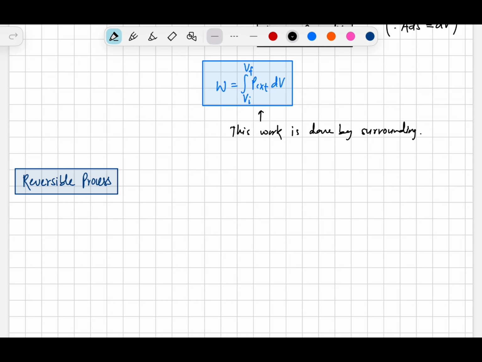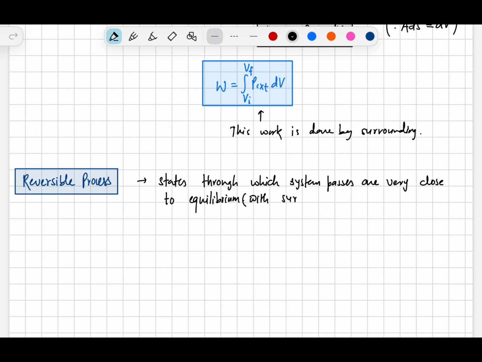So in the reversible process, as you already mentioned, the states through which the system passes are very close to equilibrium. Okay, equilibrium with surrounding. It is important to mention.